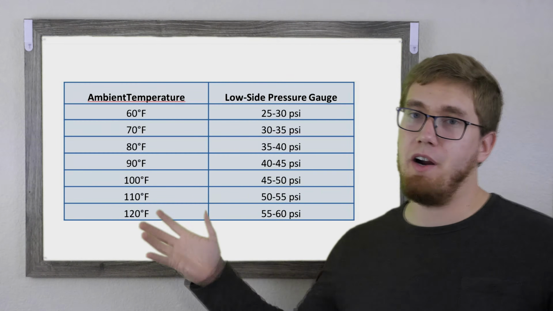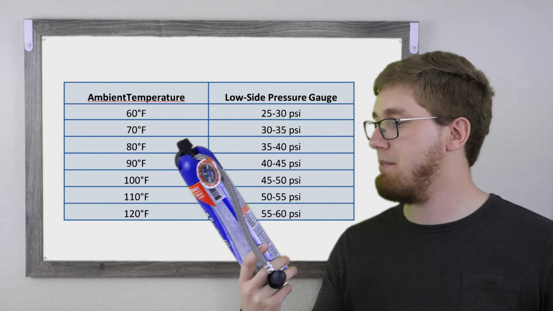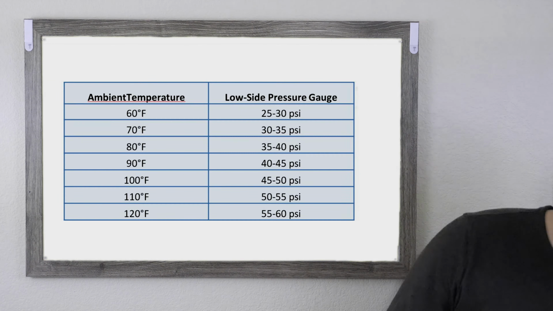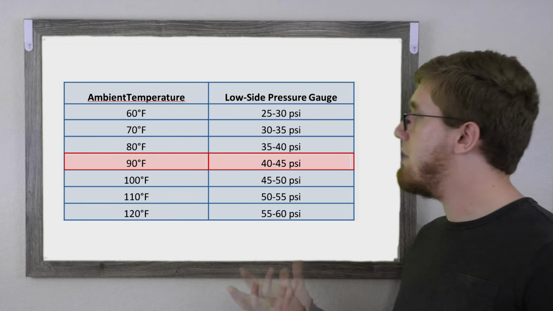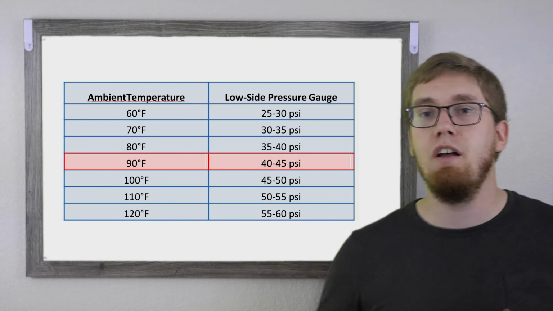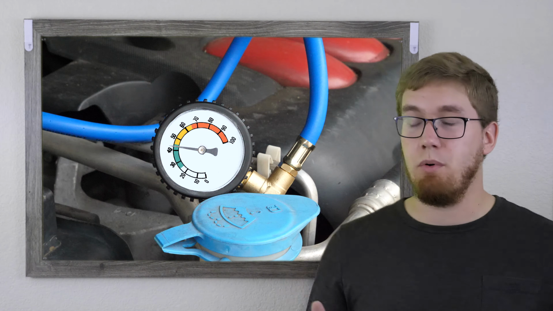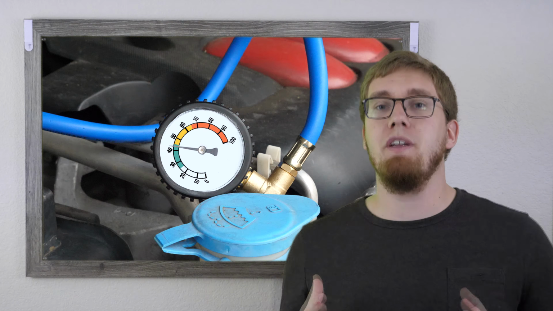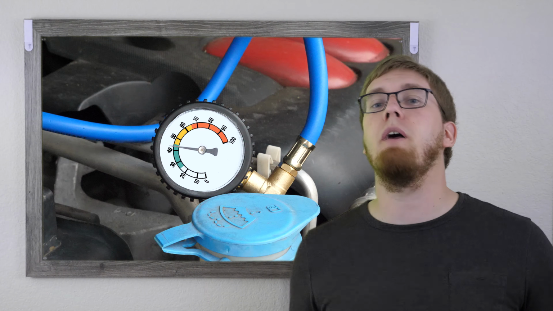This chart, by the way, will vary a lot depending on, for instance, the type of refill kit that you end up getting. These charts can vary a little bit. They usually include them on the cans. But going off of this chart, let's say that it's about 90 degrees outside. We would expect our pressure to be sitting between 40 and 45 PSI. So if we go and look at the gauge reading, and we happen to be between 40 and 45 while the car is running and the AC is going at max blast, then we know that the freon level is perfect and we're getting the expected pressure here, so you should be good to go.